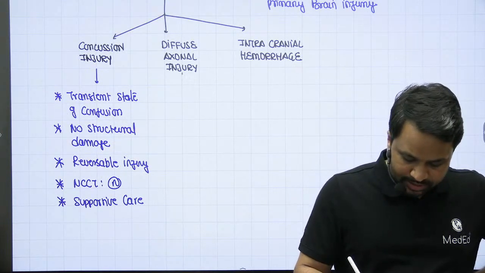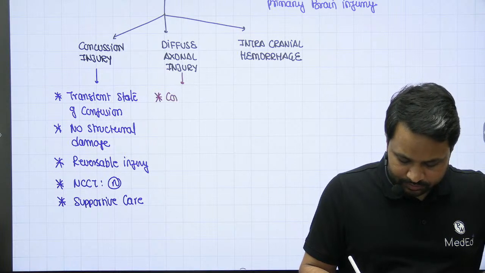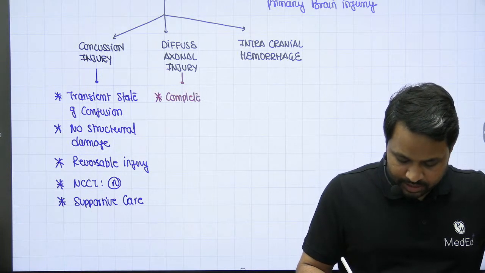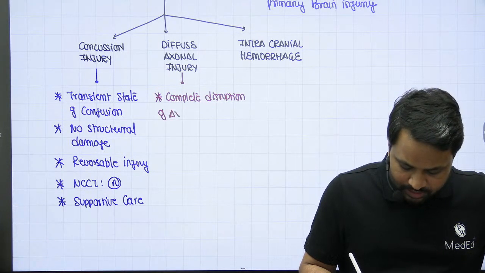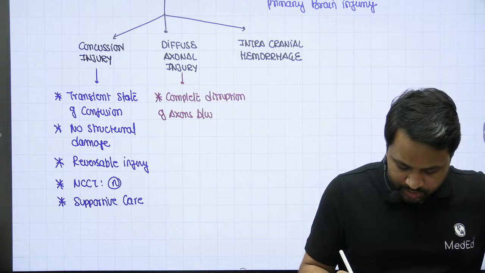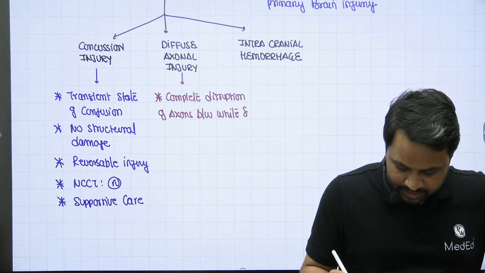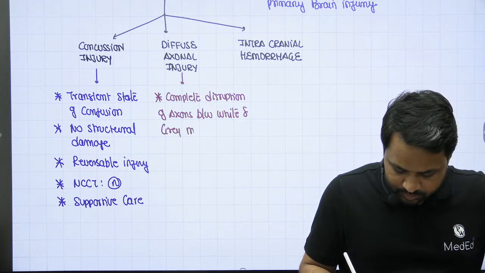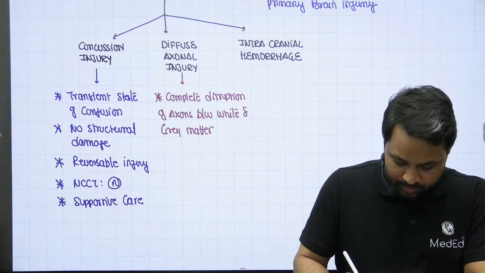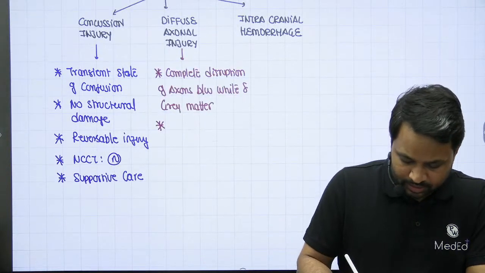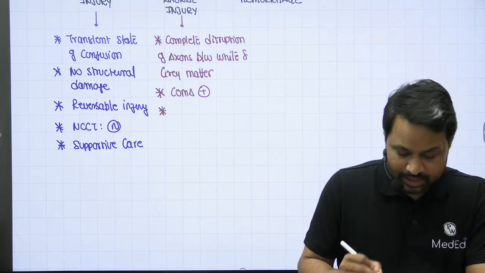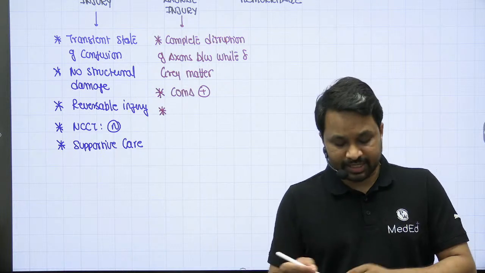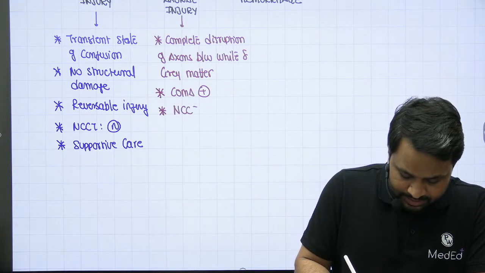Diffuse axonal injury is described as a complete disruption of axons between white and gray matter. Now, because of that, the patient lands up in coma. So post-traumatic coma is seen. Now, as soon as the patient comes to you with head injury with coma, obviously I'll get an NCCT of the brain. Now, NCCT here also appears to be normal, so that gives you a high suspicion.